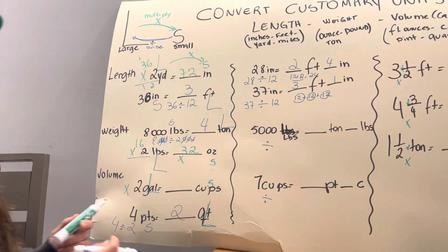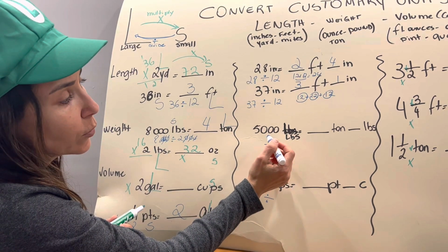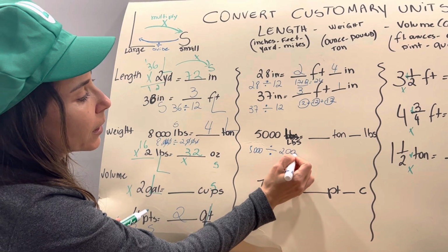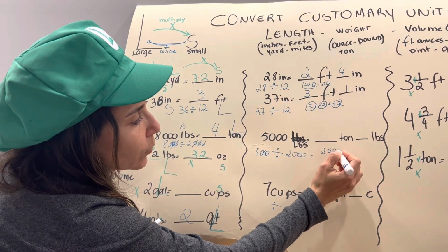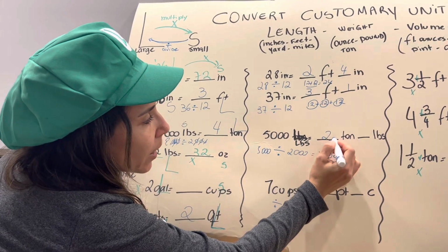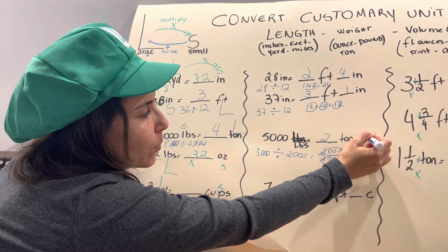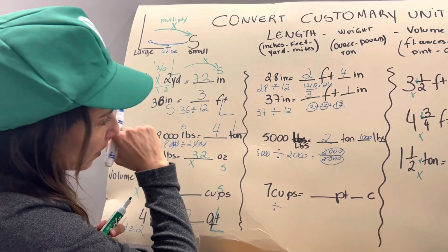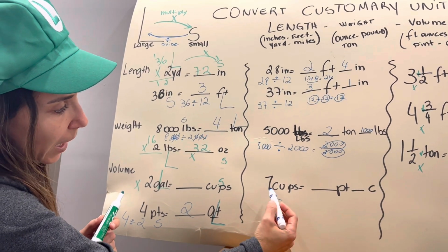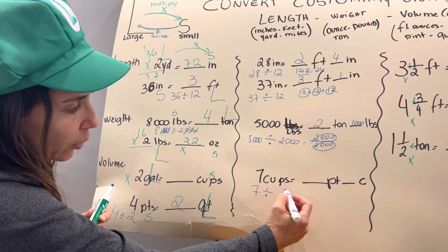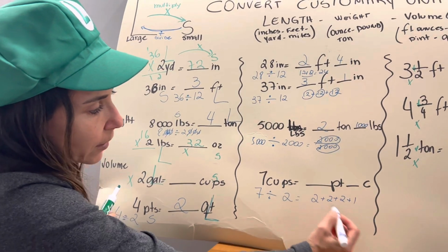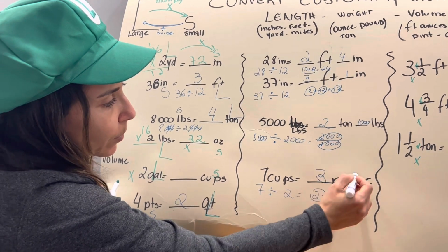Pounds, I can count by 2,000s. In case you do not know how to divide, it's okay. 2,000 plus 2,000 is 4,000. So I got 1, 2, and I need 1,000 more to get to the 5,000. 7 cups to pint. I know that 2 cups equals 1 pint. So again, 2 plus 2 plus 2 plus 1. So 1, 2, 3 plus 1.